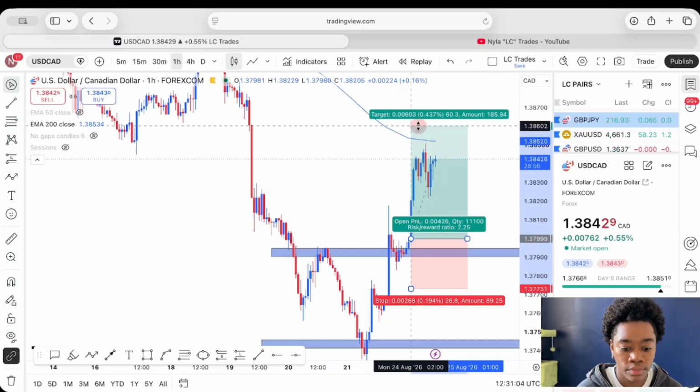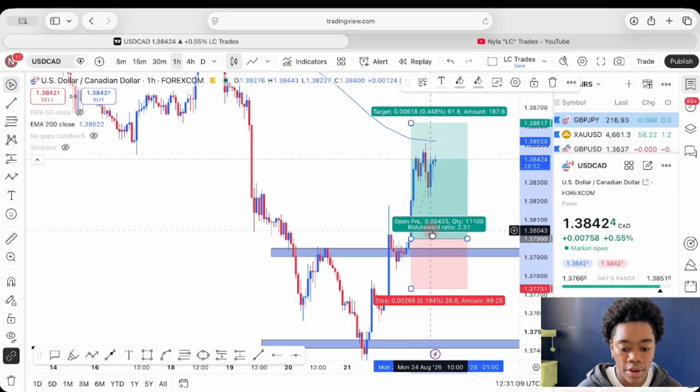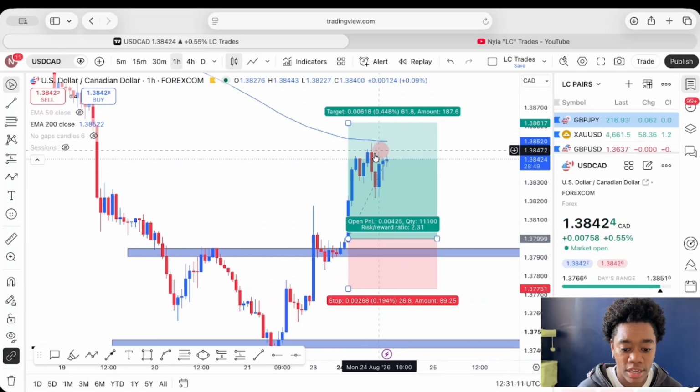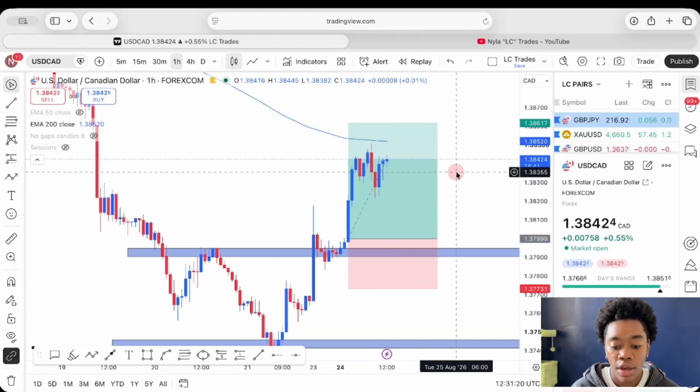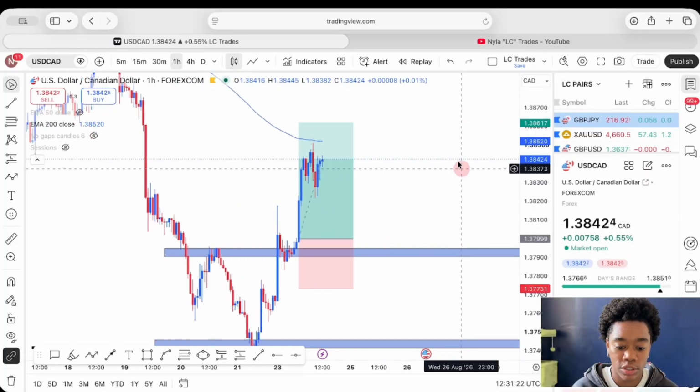That's a 1-to-1, but let's make it a 1-to-2 because that's what I trade. Somewhere floating around this area would be my take profit, right? It would be somewhere up here. Now I might close it a few pips before if I manually close it, or I'll just let my take profit take me out. Now, I'm going to show you guys a couple of examples because this is just one.